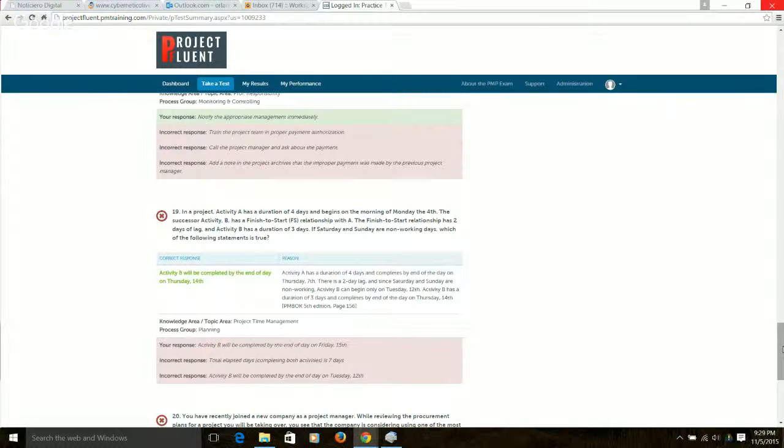A project has activity A with a duration of 4 days, starting at the beginning of Monday the 4th. The successor activity has a finish to start relationship with A, and that relationship has 2 days of lag. Activity B has a duration of 3 days. Saturday and Sunday are non-working days. We actually got it wrong. Activity B will be completed by the end of the day on Thursday the 14th, and we said Friday the 15th.